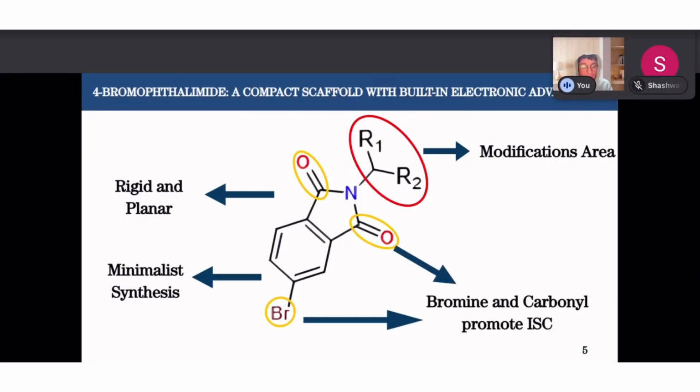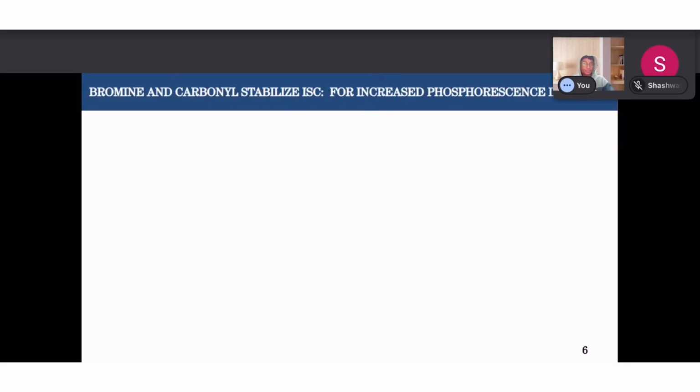Especially as we have all talked about, this indirect pathway through the triplet state should be very much stabilized. So the bromine and the carbonyl group help us stabilize the triplet state and help us promote intersystem crossing, and the phosphorescence pathway is hypothesized to be much more favored for this compound as compared to the fluorescence pathway.